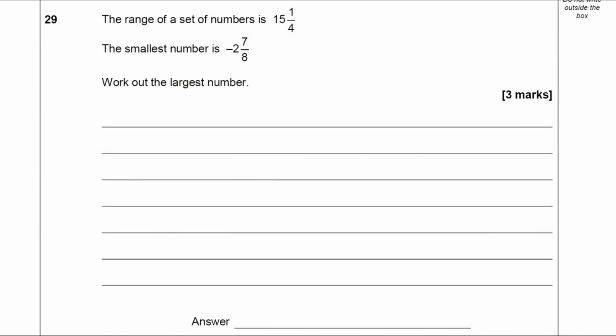Question 29. The range of a set of numbers is 15 and a quarter. The smallest number is minus 2 and 7 eighths. Work out the largest number. If the smallest number is here, minus 2 and 7 eighths, and then this is the difference, they call it the range. The range is 15 and a quarter.